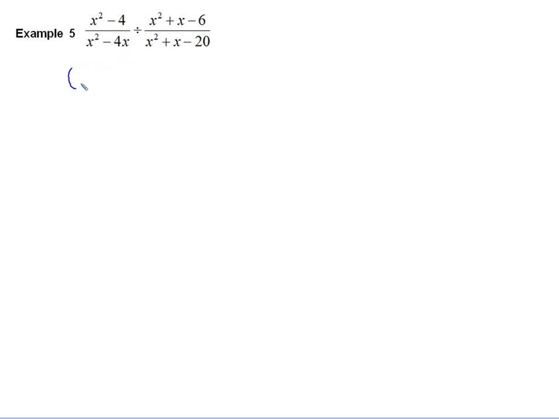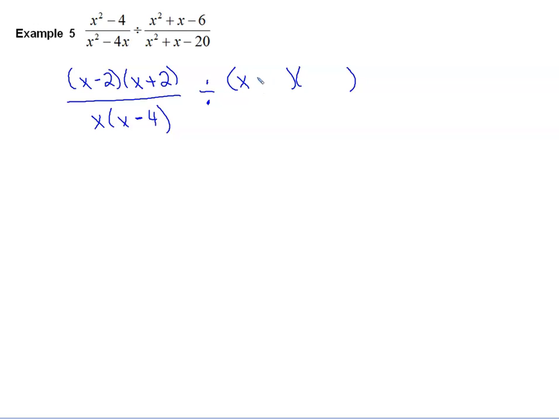So this is difference of squares. So we can factor here, and then on the bottom we can just factor out an x. That's the best we can do. And we end up with x minus 4. All right, so I'm still putting divide because I haven't flipped it yet. So for this one, what multiplies to give me -6 and adds to give me 1 is going to be -2 and +3.